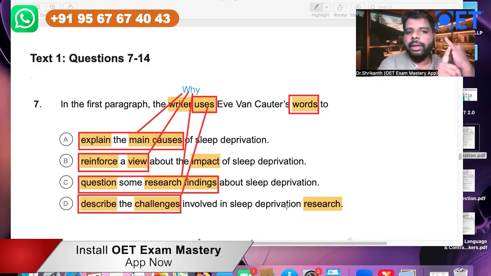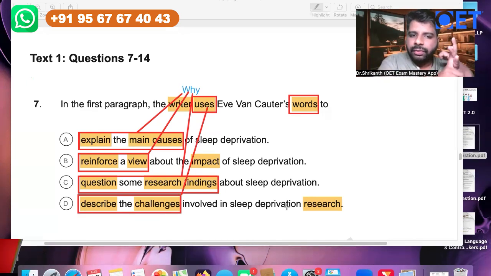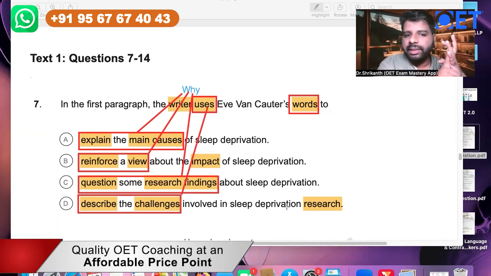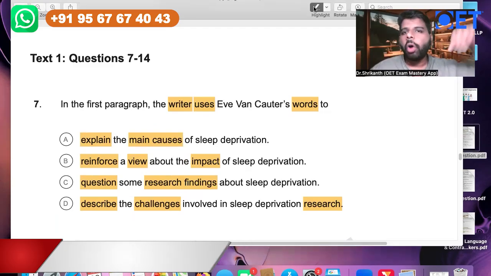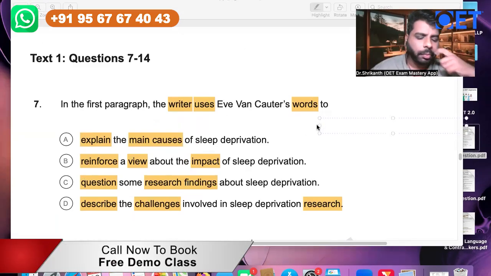Right, now you see, the options are: main causes of sleep deprivation, reinforce a view about the impact, research findings, questioning, and describing the challenges. We have 4 different things over here. So it's a slightly tricky question when it comes to verb analysis. Now, what you should do, you have comprehended the question. Again, you have to practice to make sure that you're able to comprehend all this in a short period of time. So we have finished with comprehension.